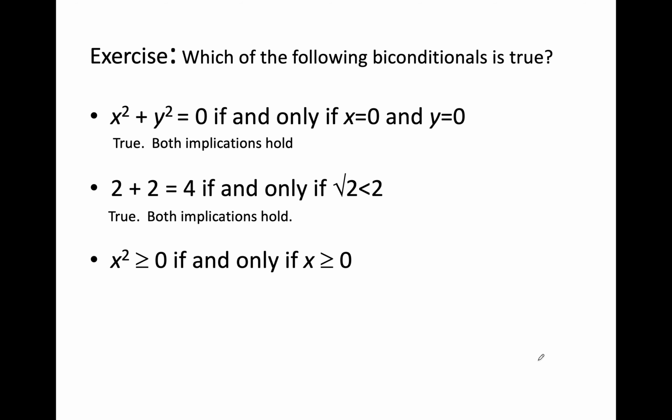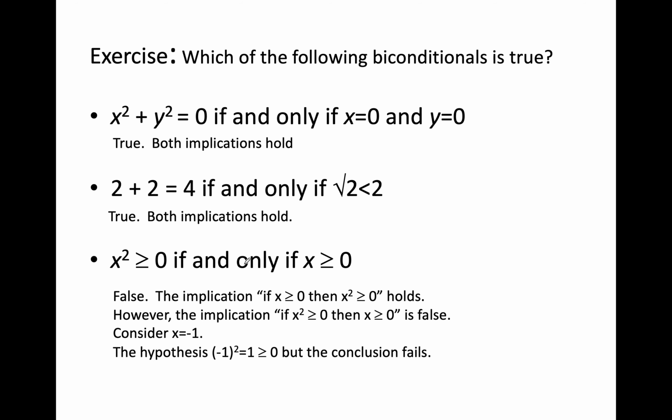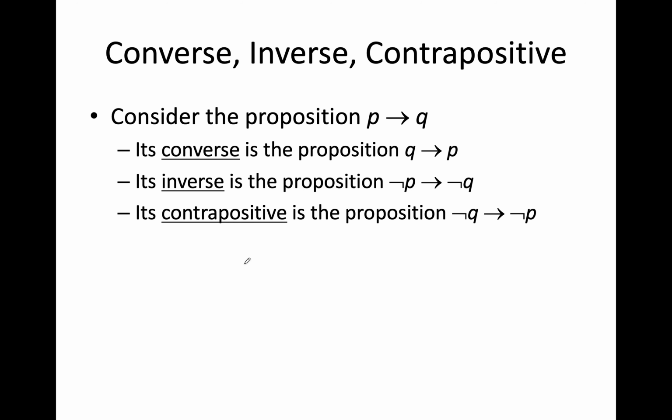x square is greater than or equal to 0 if and only if x is greater than or equal to 0. Now this is a little tricky because you have two different implications. First you need to make sure that if x is greater than or equal to 0, then x square greater than or equal to 0 holds. So basically you need to make sure both the statements hold completely. If you look at it, it becomes false because I'm going to have to tie in two different statements and the different hypotheses where a conclusion can actually fail.